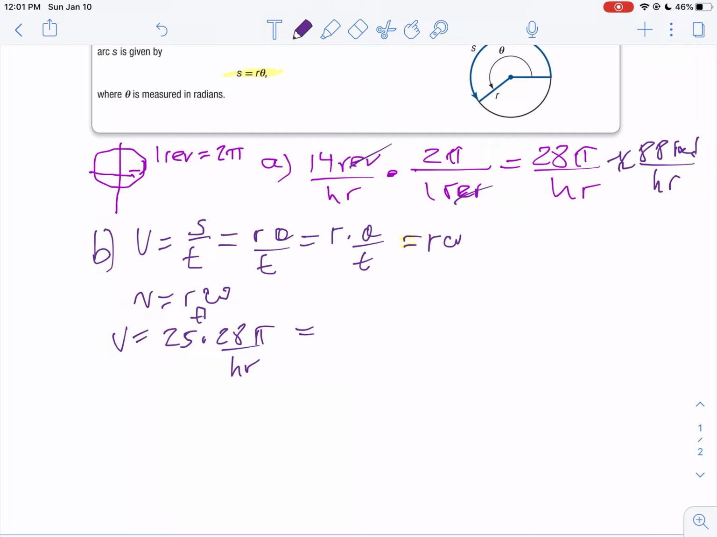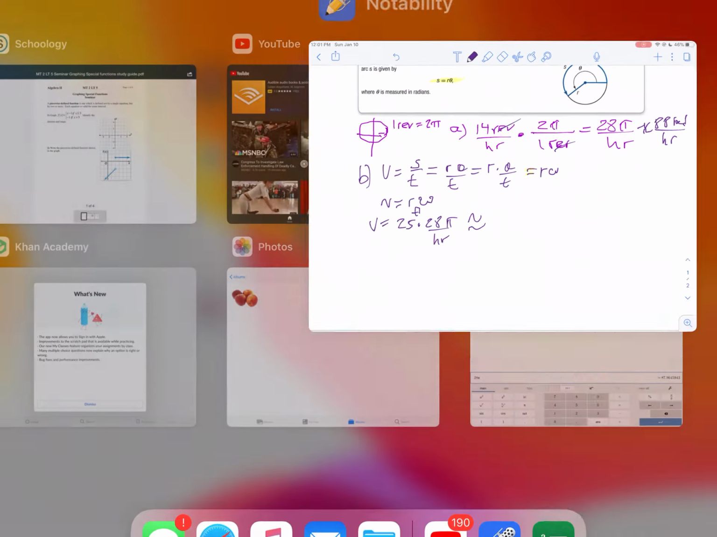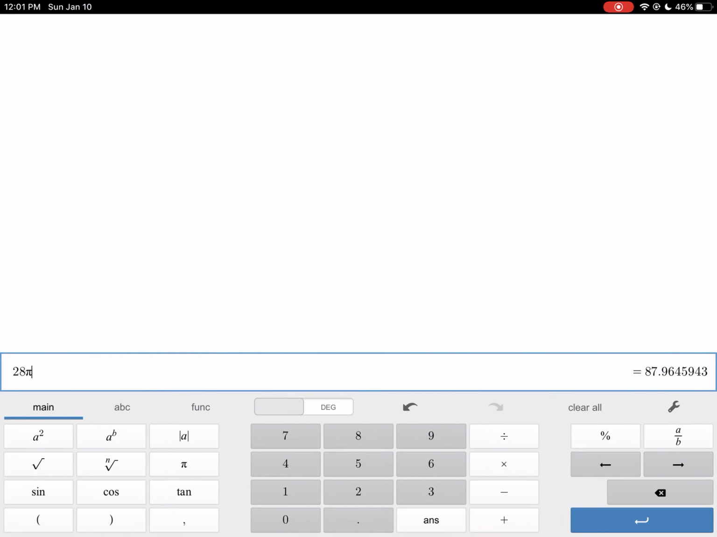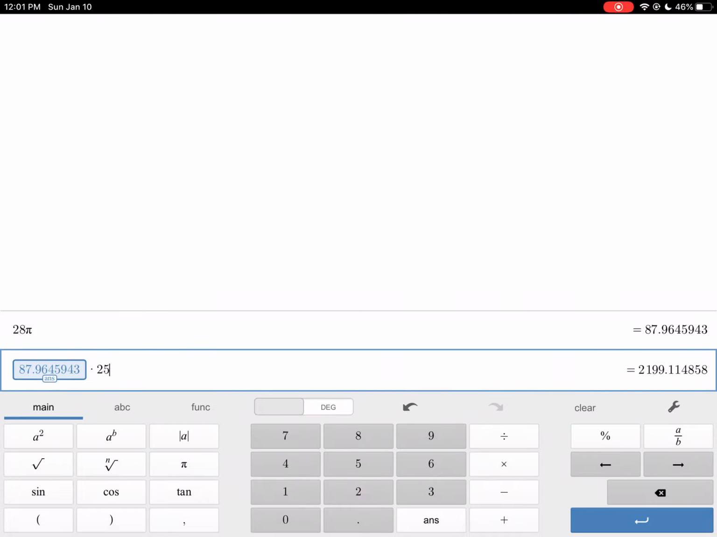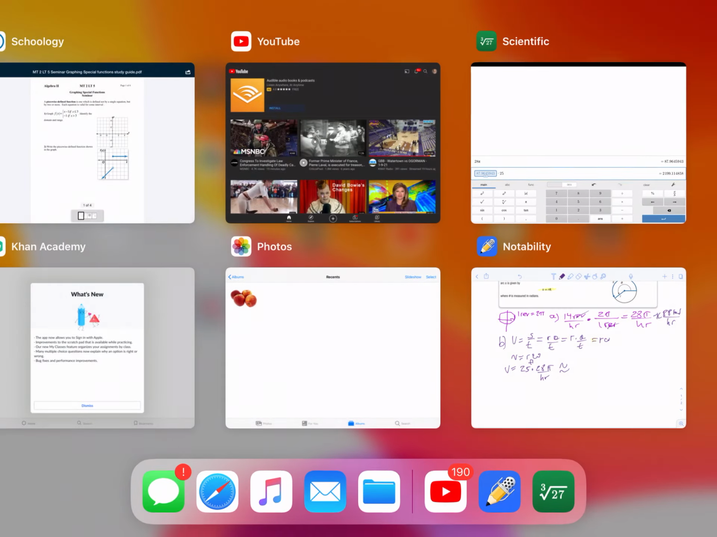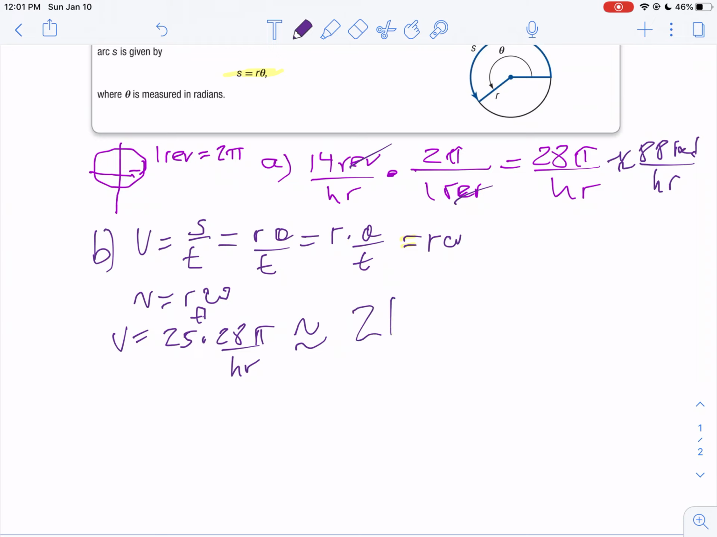We're going to round this to the nearest whole number. We're going to take 25 times 28 pi. So now I would take my previous answer times 25. Keep it in your calculator until the end, or go up 4 decimal places. Don't just type 88 times 25, because then you might get it wrong. So 2199 feet per hour is what we should get for that answer.